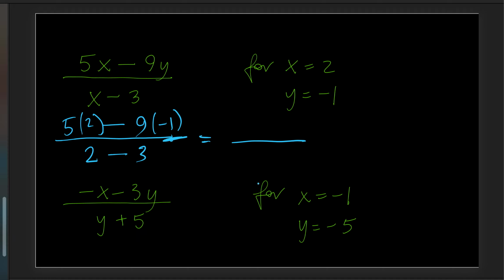The bottom's always kind of easier and faster to do first, so 2 minus 3 is negative 1. So I've got to do multiplication first here. 5 times 2 is 10, minus sign. Well, I have a negative 9 really, times a negative 1, so it's a plus 9. And then that's going to be 19 divided by negative 1. And 19 divided by negative 1 is negative 19.